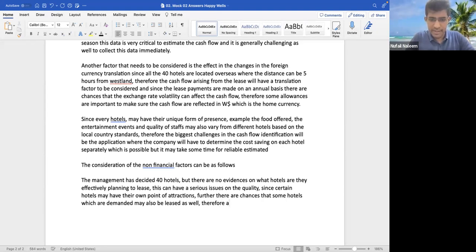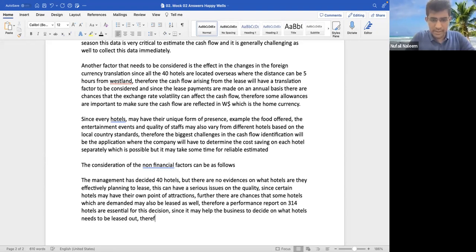Therefore, a performance report on 314 hotels is essential for this decision, since it may help the business to decide on what hotels need to be leased out. Therefore, there will be fewer regrets later.